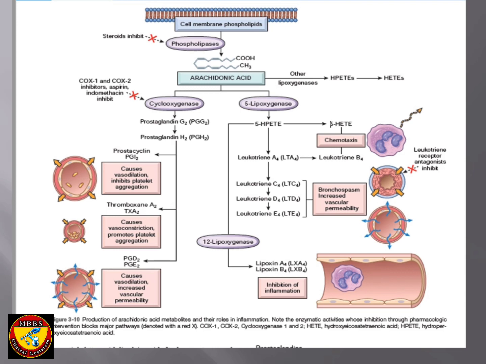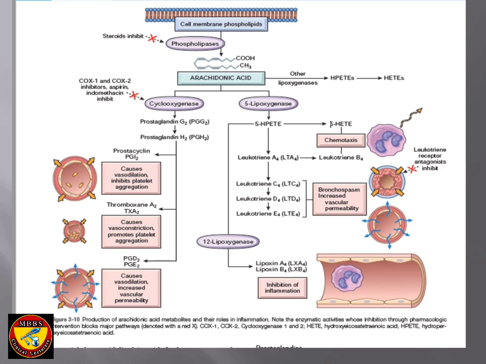You can see the cell membrane, and in the cell membrane there are phospholipids. Phospholipids via phospholipases form arachidonic acid, and then arachidonic acid produces different chemical mediators through the cyclooxygenase pathway and the lipoxygenase pathway. Through the cyclooxygenase pathway it forms prostaglandins and thromboxane A2, while through the lipoxygenase pathway it forms leukotrienes, and among them we have leukotriene A4, B4, C4, D4, E4.